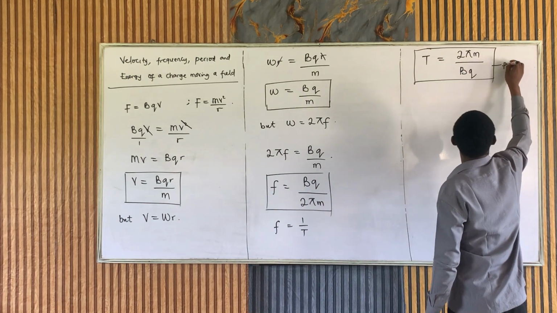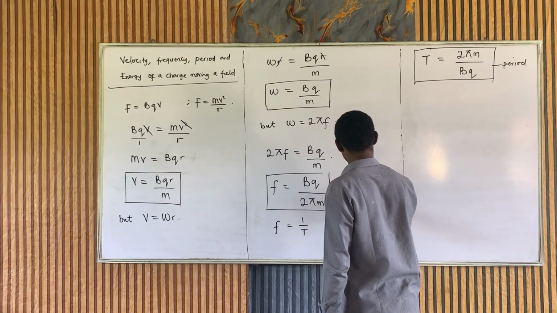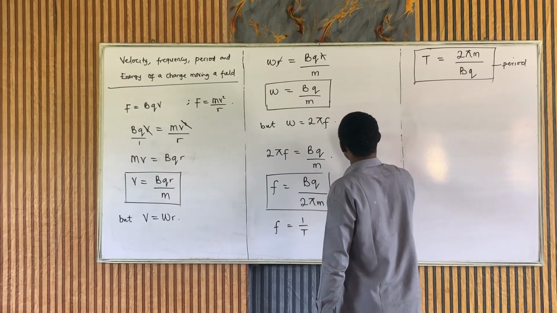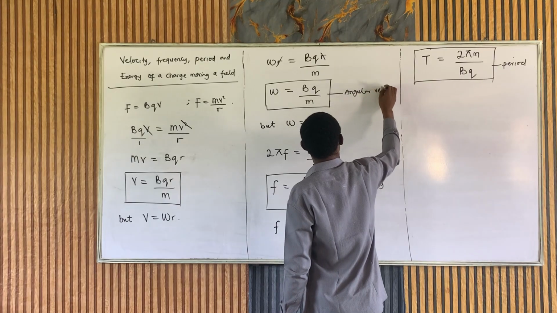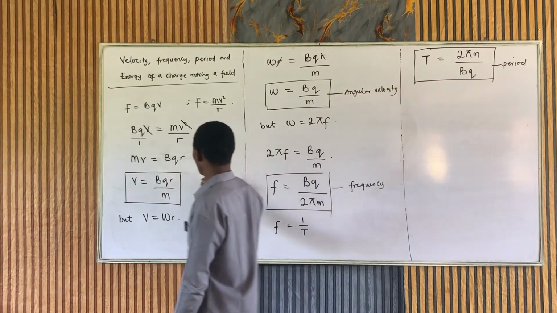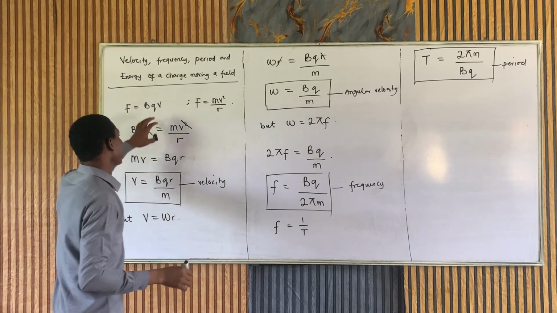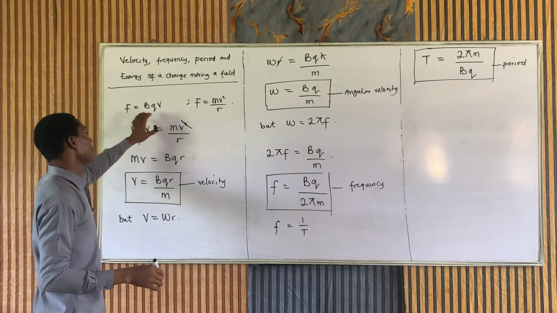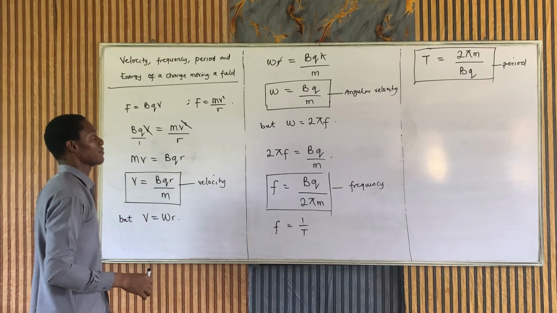So this is for period, and this for frequency, and this for angular velocity, and this for velocity. Already, we can get velocity from this, force over BQ. That's one way, or we can get velocity with this, where force is not given.